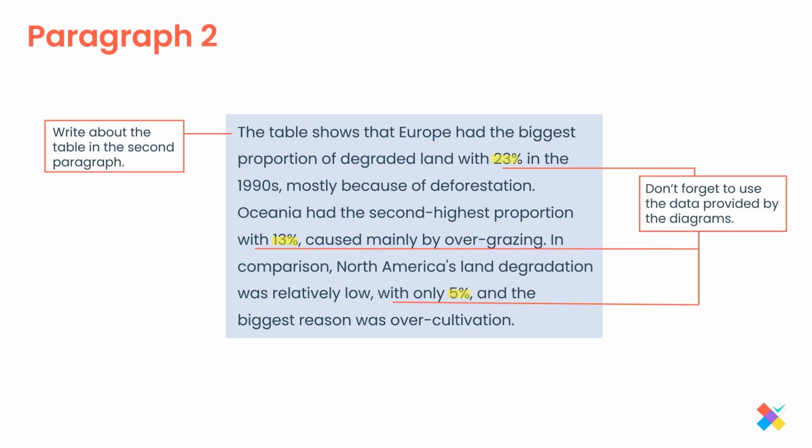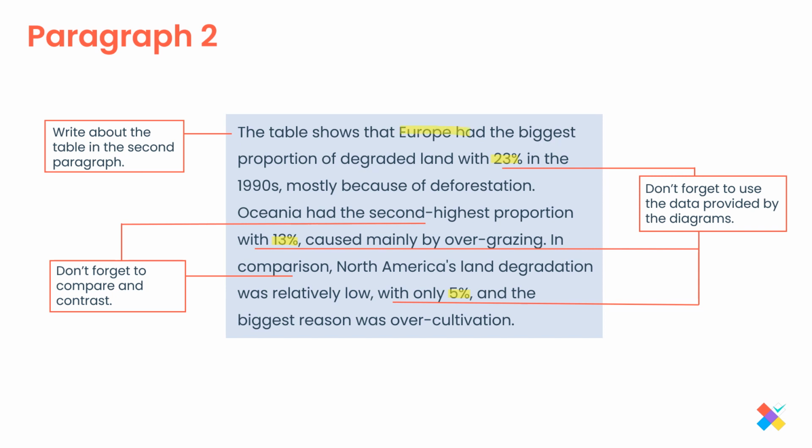The vocabulary is basic, but again, for band 5 is totally all right. And I can also see that even though it's basic, the candidate here has compared. Oceania had the second highest proportion. Europe had the biggest proportion. In comparison, North America land degradation was relatively low, and the biggest reason was overcultivation.